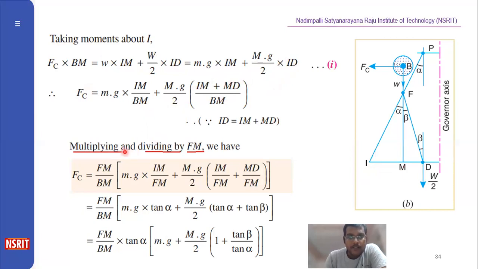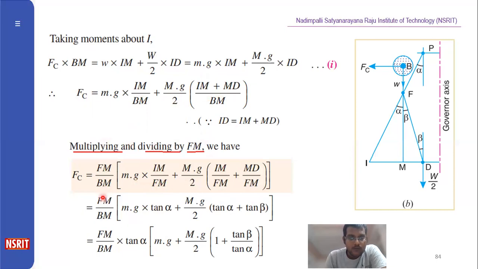Let us multiply and divide this equation by FM to get the required equation. Let us take BM outside, and we are multiplying with FM, so we have to divide again, then the equation remains the same. Then mg into IM by FM. The FM should divide all the individual terms. So BM is already outside and FM is divided, and Mg by 2 again IM by FM plus MD by FM.